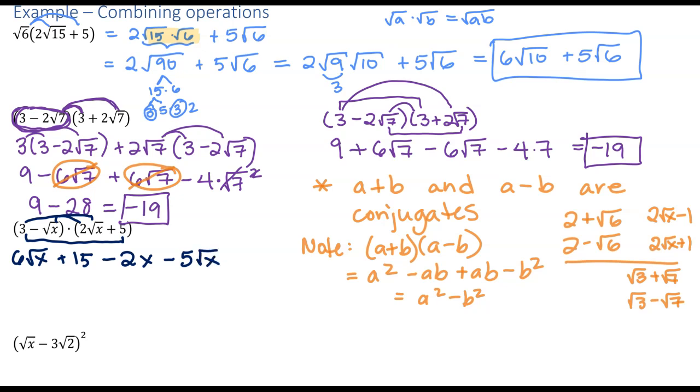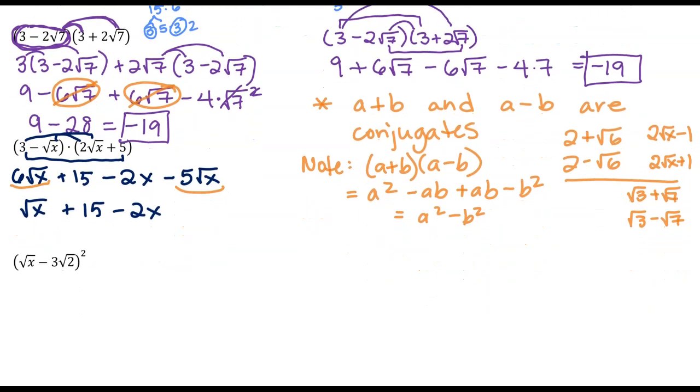And then we do want to check and see if we got any like terms. I think I did again. I got a 6 root x and a minus 5 root x. So when I combine, that will be a lonely old root x plus 15 minus 2x. And that looks pretty good. I think I'm set.